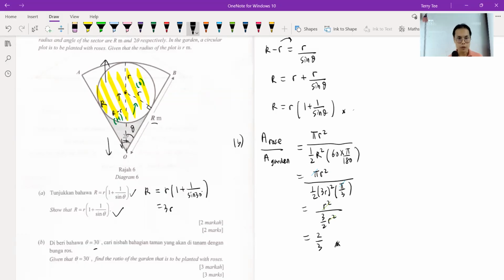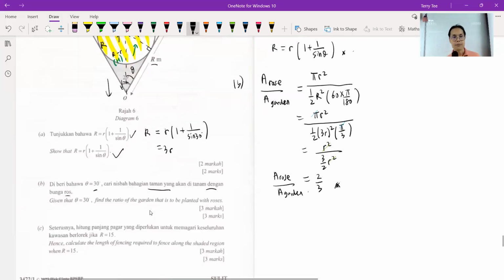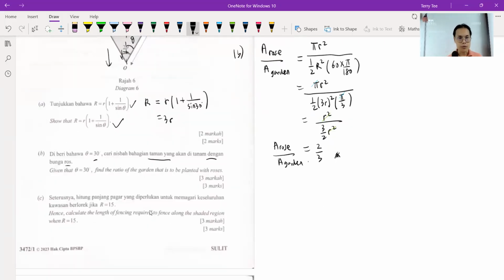So the ratio of the nisbah bagian taman, the part planted with roses, to your whole garden, right, is 2 is to 3, or 2 over 3. Yeah? Okay. Now, seterusnya, hitung panjang pagar yang diperlukan untuk memagari keseluruhan kawasan Blore.